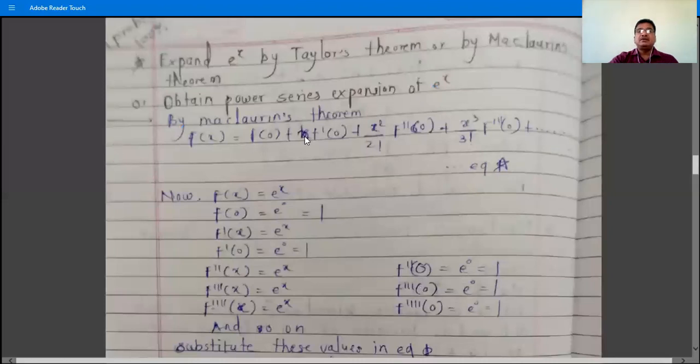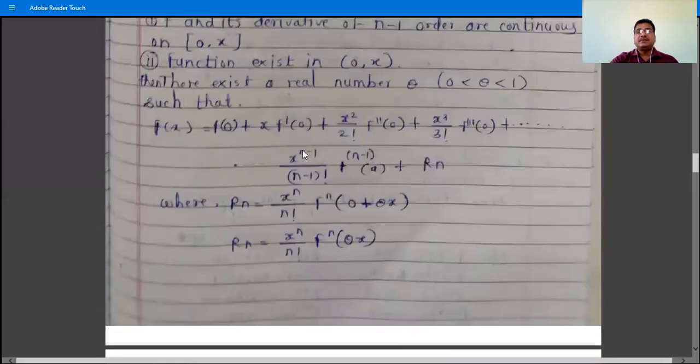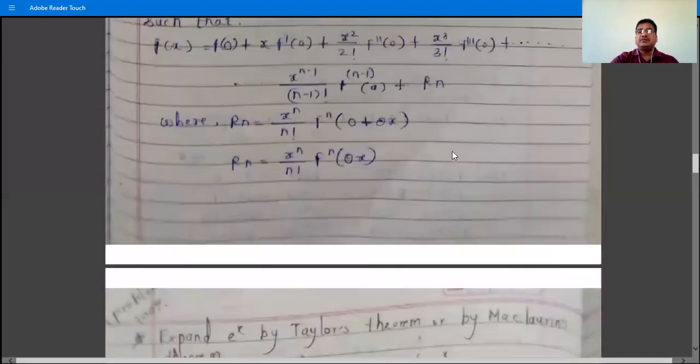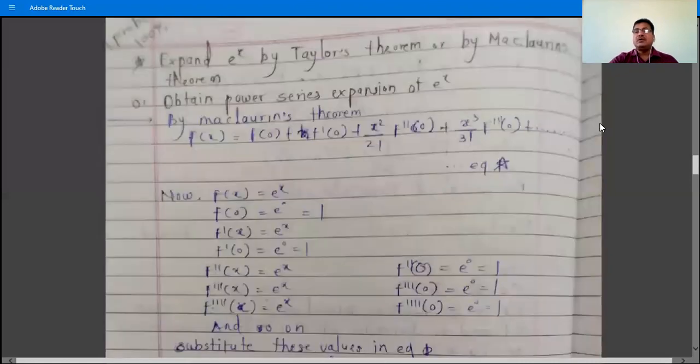So write Maclaurin's theorem. The expansion is about 0. f(x) is equal to f of 0 plus x f dash 0 plus x square by 2 factorial f double dash 0 plus x cube by 3 factorial f triple dash 0 and so on. So this is the Maclaurin's theorem.